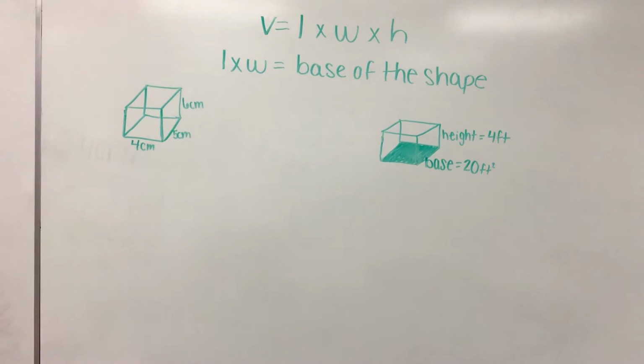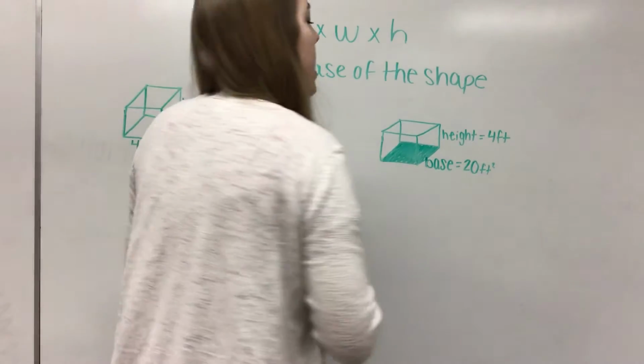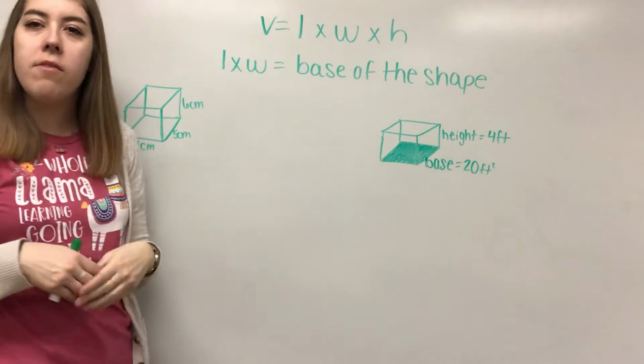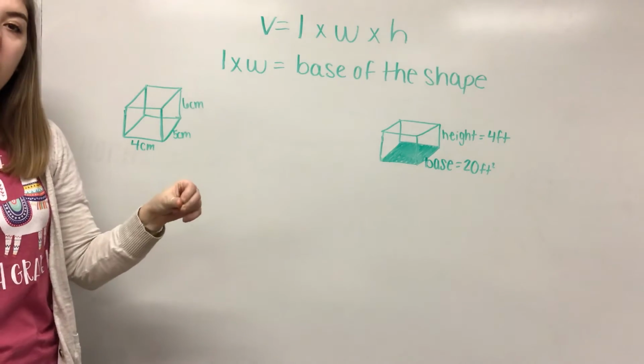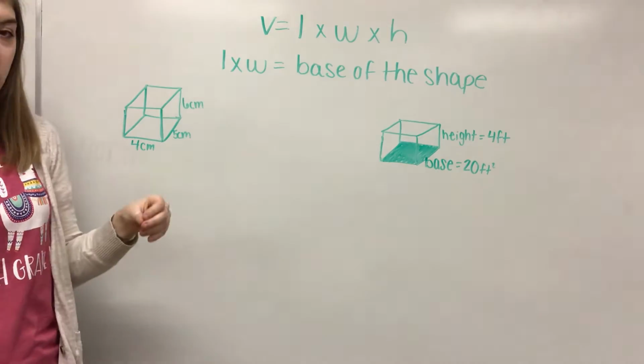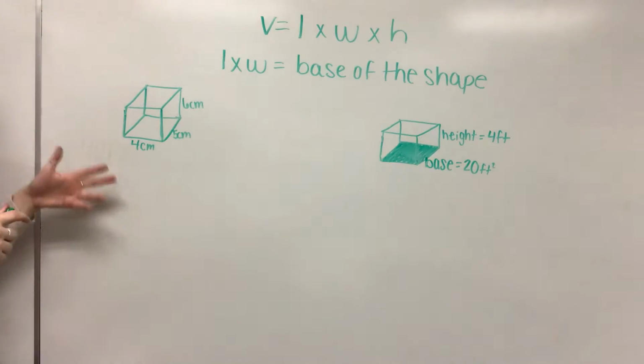Okay, we're going to spend some time talking about volume today. So in the past, we've talked about perimeter and area, and volume is building on those two concepts. So perimeter is a one-dimensional measure, then we stepped up to area, which is a two-dimensional measure, and now we're on volume, which is a three-dimensional measure.